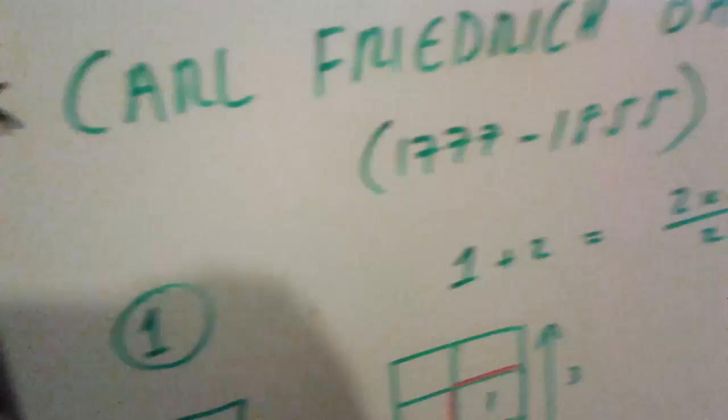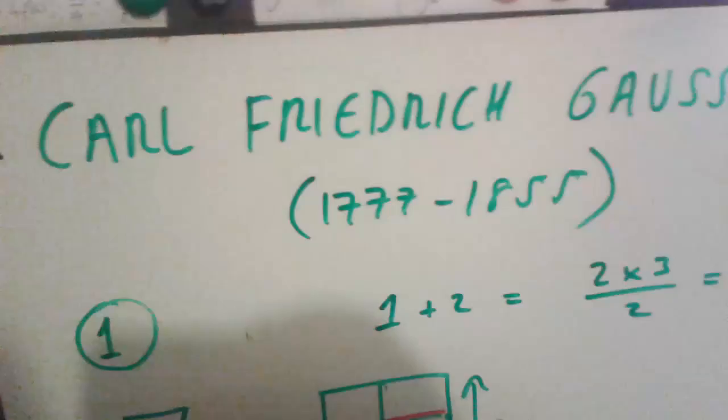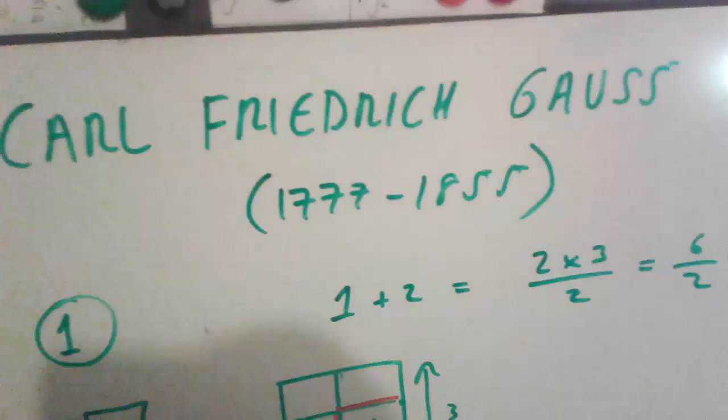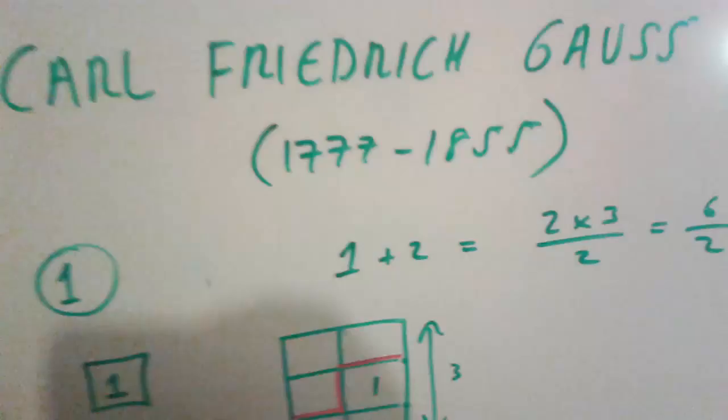Now, Carl Friedrich Gauss didn't do what every other student did. He didn't count each and every number individually. He didn't go 1 plus 2 plus 3 plus 4 plus 5 plus 6, etc. He did something more spectacular. Now, I am going to show you exactly what he did in this video.